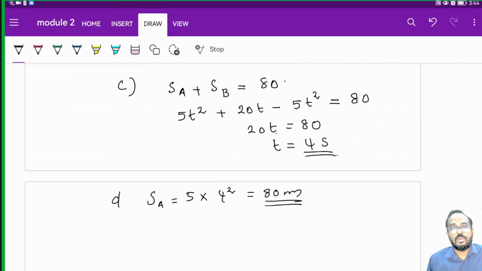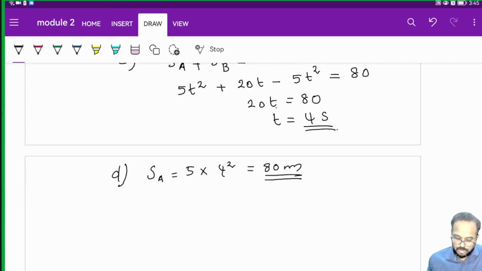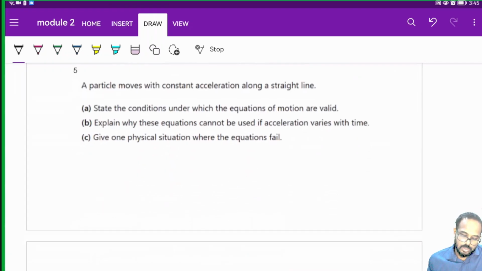I hope you understood the theory, how to solve equations of motion questions, how to identify the equation, how to apply it in the question with the sign. Sign is, if you're taking upward positive, downward will be negative. You need to take all vector quantities, distance, displacement, velocity, acceleration, all are vector quantities. With a sign only you will substitute in the equation. Got it? Finished? Next. The last question.